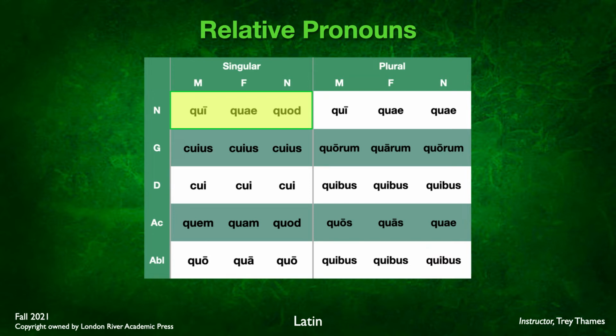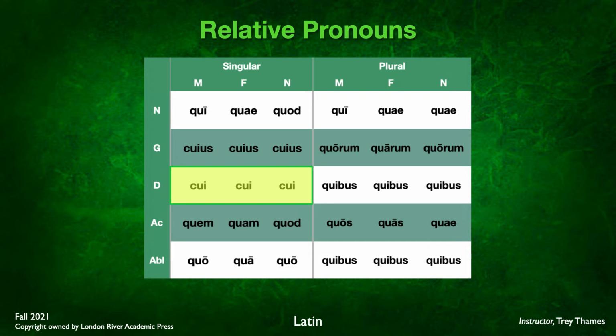Qui is the full form, but that QU forms one unit. Qui, quae, quod. Now, in the genitive, it shifts to a C and a U, plus the ending ius. So it's cuius. Cuius, cuius, cuius, masculine, feminine, neuter. And then in the dative, cui, cui, cui.